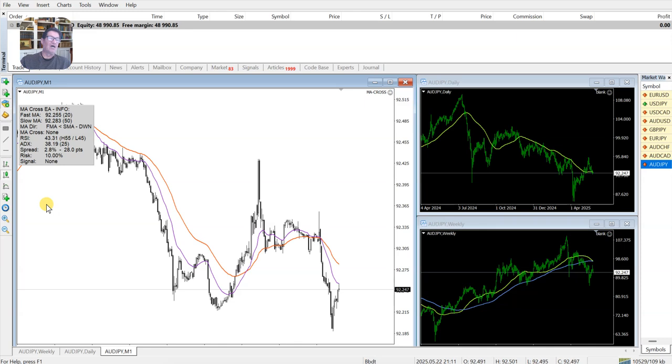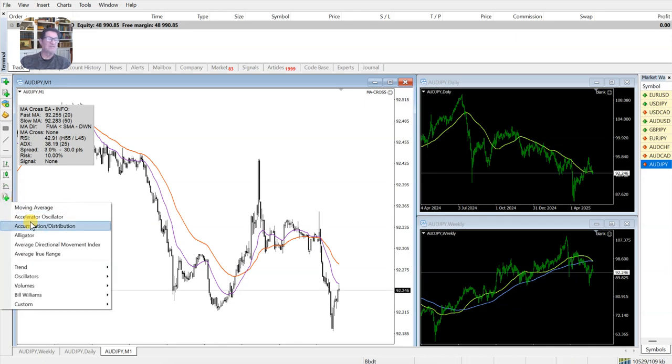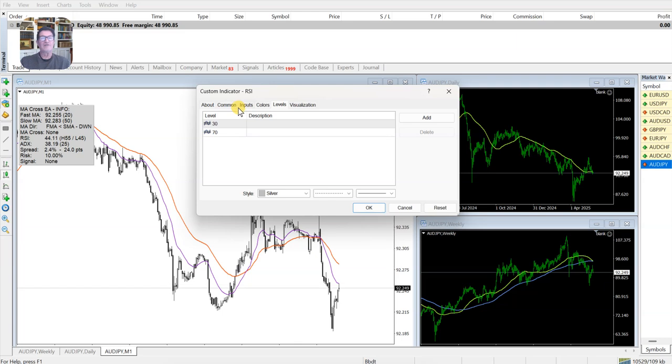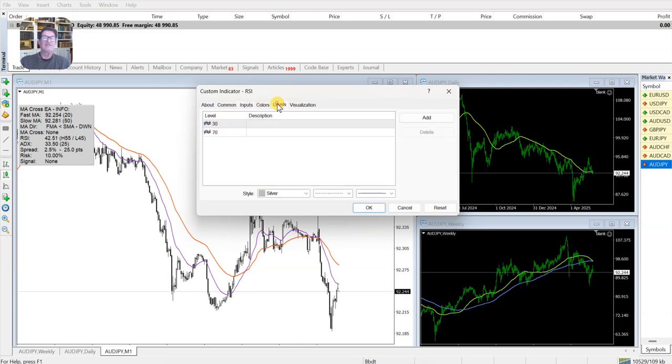So I'm also going to add the RSI. Again, I click on the indicator list. I go to custom indicators, click on the RSI. The default setting is 14. I leave it at that. Then the levels. As you can see, it's set to 30 and 70, which are the defaults.